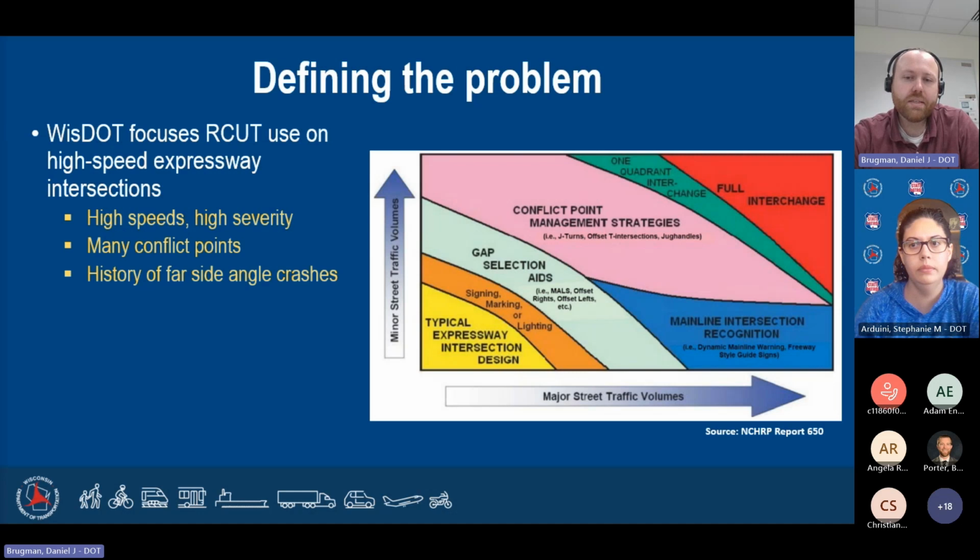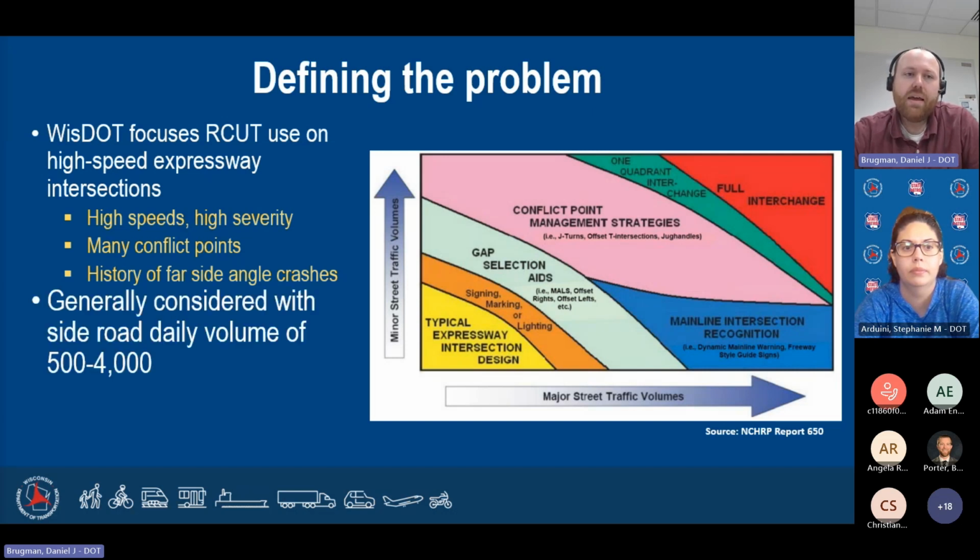Since they're wider intersections, it's difficult for a driver to judge the speeds of oncoming vehicles on both the near side and far side to find a safe gap in traffic. Generally, these intersections are considered when interchanges aren't justified, or where the minor and major volumes are higher and there are fewer gaps in that major roadway, which leads to riskier behaviors, which often lead to crashes.